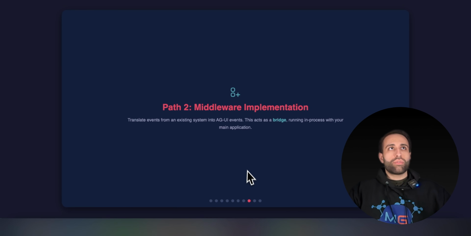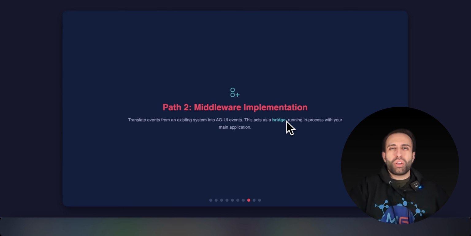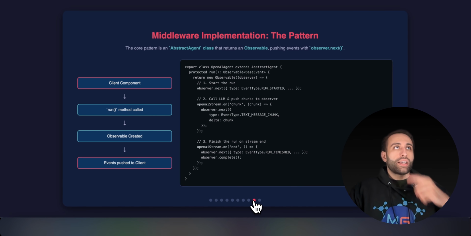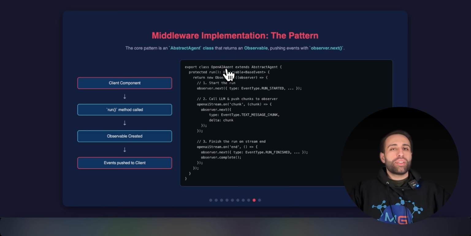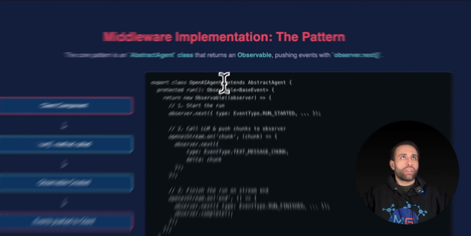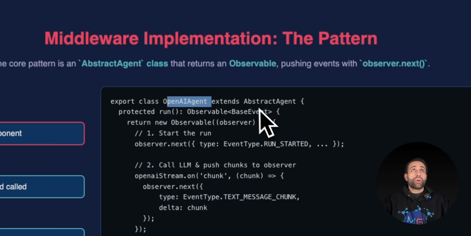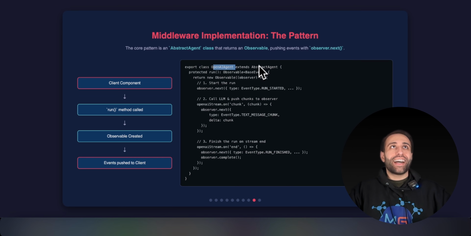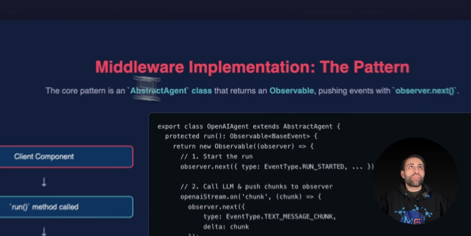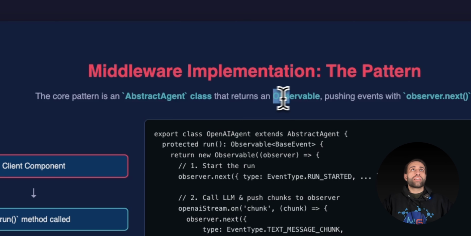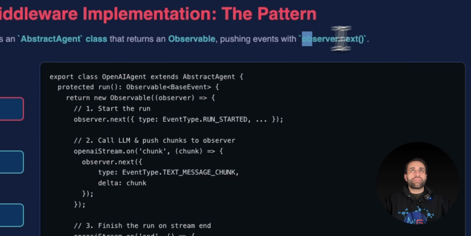But for the middleware one, you're going to act like a bridge connecting your current agent, which you don't want to manipulate and customize, to the front end. So let's see an example of that. You will see that for the same example, I'm not going to create a chat agentic endpoint. I am going to respect whatever agent I have as is, but I'm going to extend it with this new abstract agent class that returns an observable, which pushes those AGUI events through observer next.